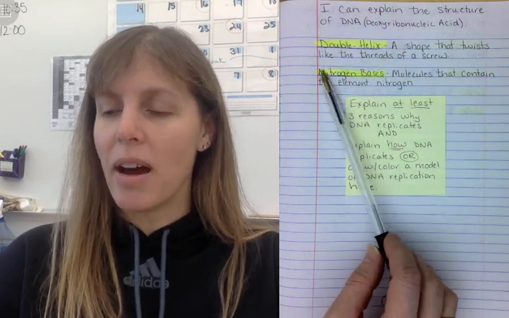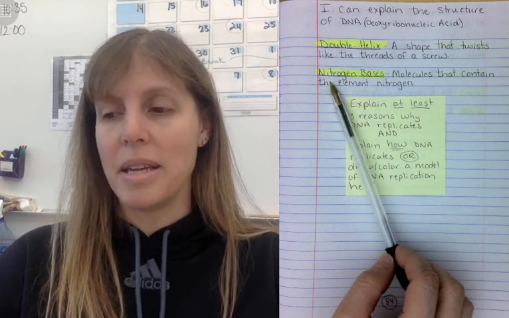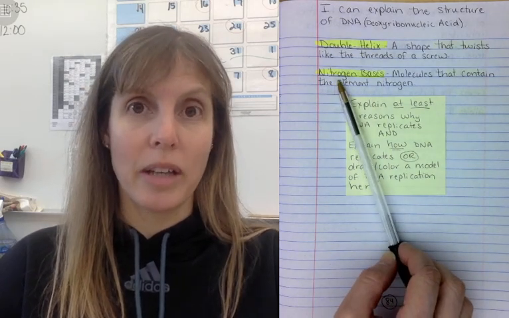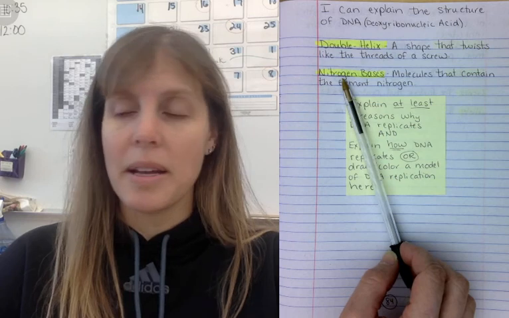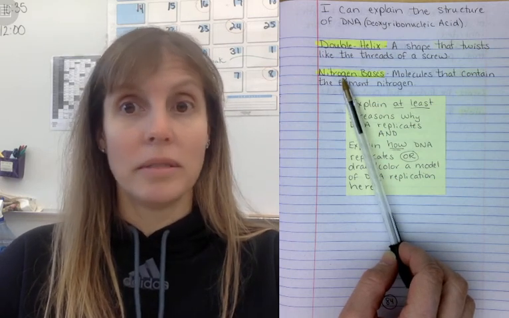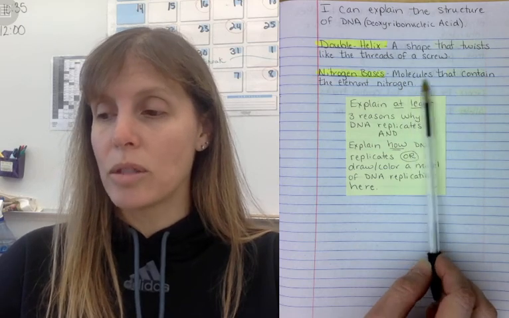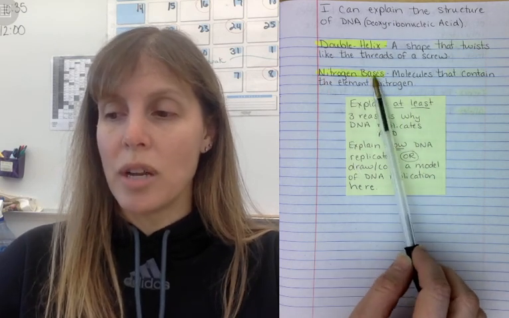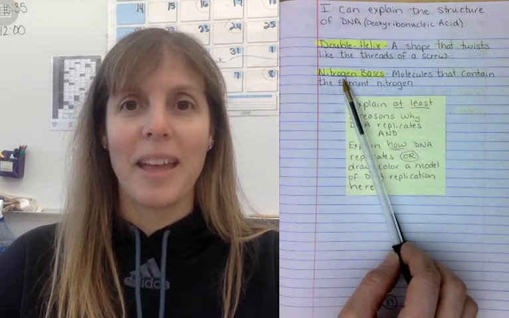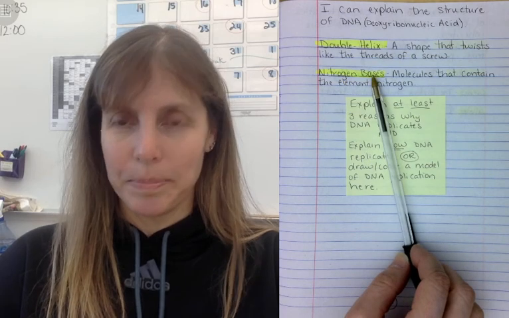It has something on it called nitrogen bases. Nitrogen you probably recognize from the periodic table as an element. And these are chemicals that contain the element nitrogen. They're molecules, right? So they're called nitrogen bases. Say it with me. Nitrogen bases.